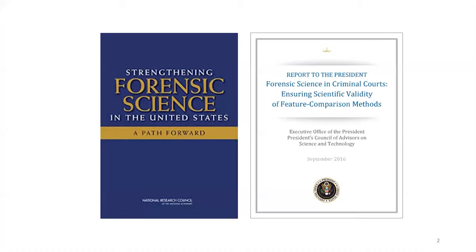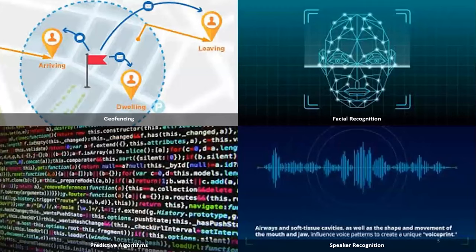For the last decade plus, we've been focusing on scientific validity and reliability. For those of us who've been working in the forensic space, this has been our key focus, and subsequent reports regarding forensic science have also focused on validity and reliability. But as technology develops and advances, we've been seeing this in DNA applications, that the question may not be whether or not something works, but whether we should be using it or how we should be using it.